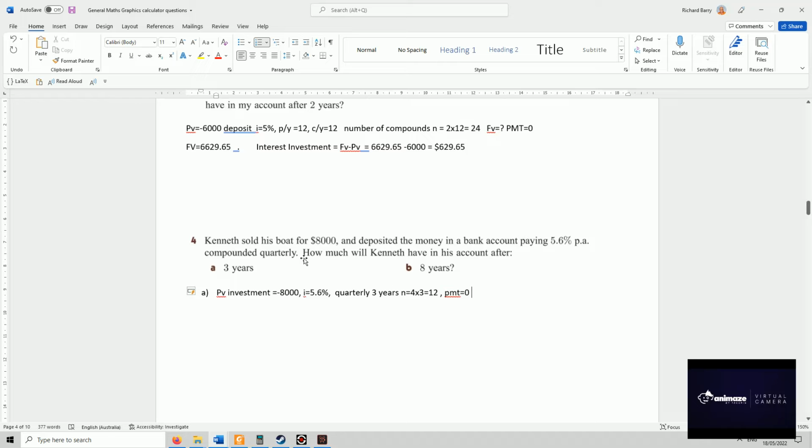What does this question ask for? How much will he have in his account after? Well, that's a long-winded way to say that this question is looking for future value. Right, on to the calculator.